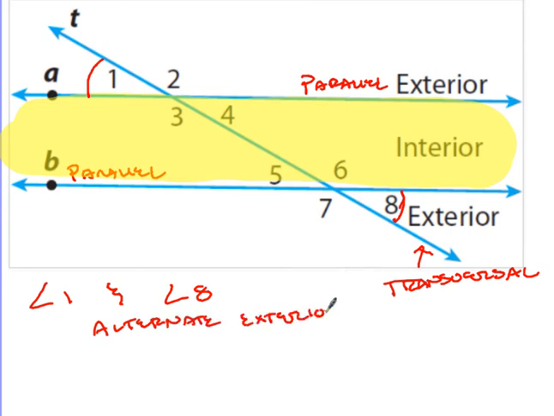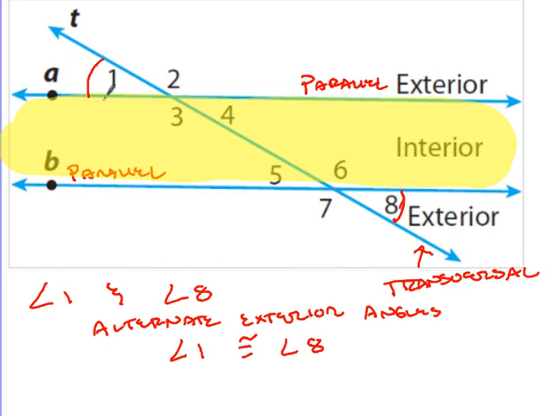Okay, and here's the cool part about that: alternate exterior angles are always equal to each other. Okay, so that means angle 1 is congruent to angle 8. This symbol right here, it's an equal sign with that little squiggle above it. Okay, that is the congruent symbol, which means that angle 1 and angle 8 are equal to each other. They are the same measure. Okay, and that is going to be all the time. So whenever we have alternate exterior angles, they're always going to be congruent to each other.